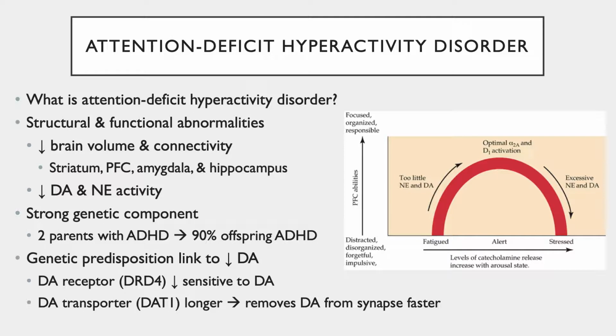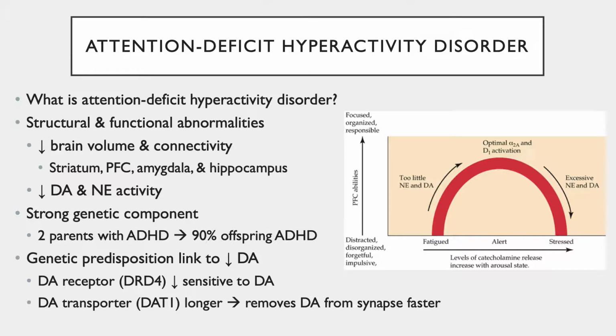The genetic predisposition is primarily linked to the decreased activity of dopamine. This occurs in response to the dopamine receptor and the dopamine transporter. In terms of the dopamine receptor, referred to as the DRD4, it is less sensitive to dopamine. The dopamine transporter, DAT1, is longer than it is in individuals without ADHD, and that means it's more efficient. And while efficiency is usually a good thing, in this case, it means it removes dopamine too fast from the synapse, so it can't have the effect it might normally have. When you combine an insensitive receptor with a super fast-acting transporter, you have functionally very low levels of dopamine activity.